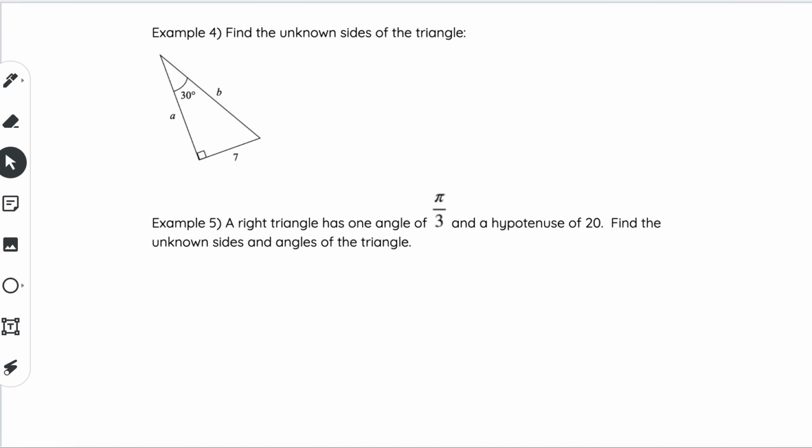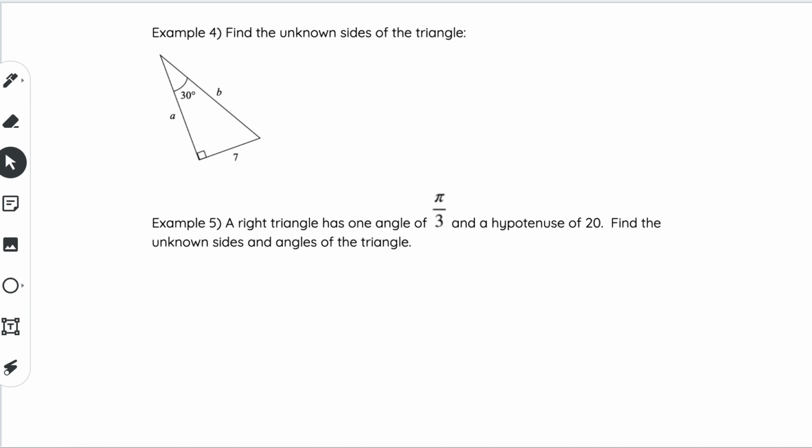Let's find an unknown side of a triangle. So let's head to slide 4 for example 4. We have a right triangle. We have a degree value. We have an opposite side of that degree value. We don't know what the hypotenuse is, and we don't know what the adjacent side is.